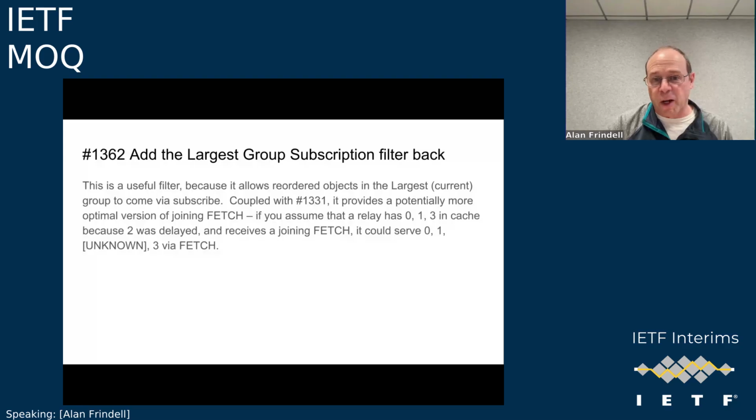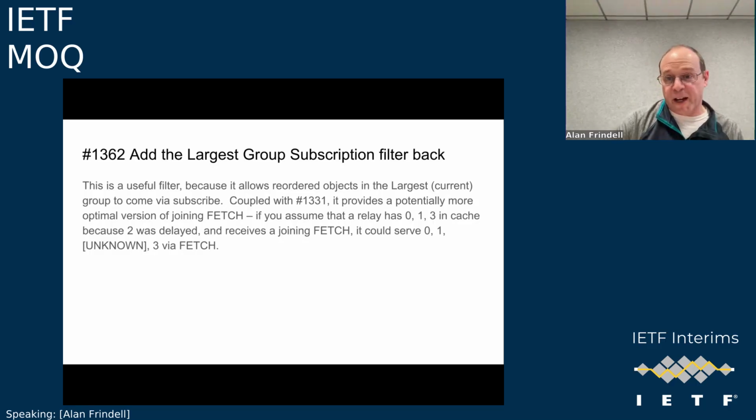This is a very small PR, which maybe has bigger implications. We used to have this largest group subscription filter. This adds it back. It has a very clear meaning: your filter starts at latest group, comma 0. And it allows for, if there's some reordering happening, say the current is 10.5 and then 10.4 comes later because it got delayed, it would go out via your subscription in the latest group filter.